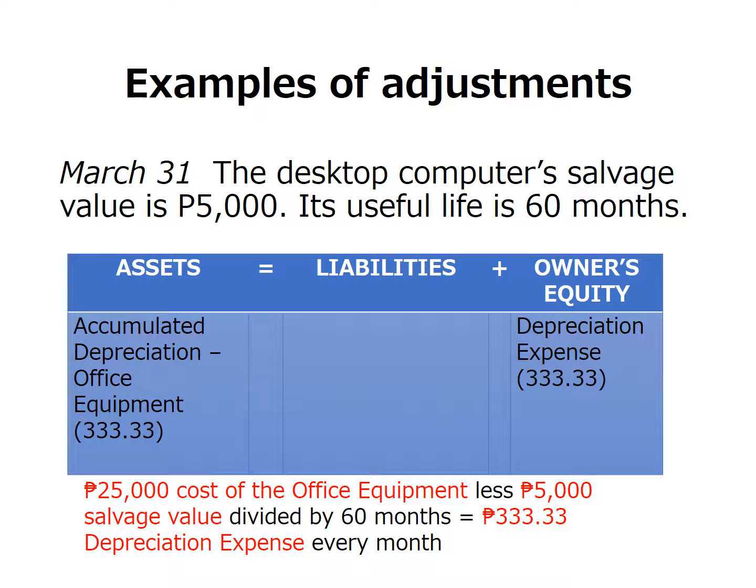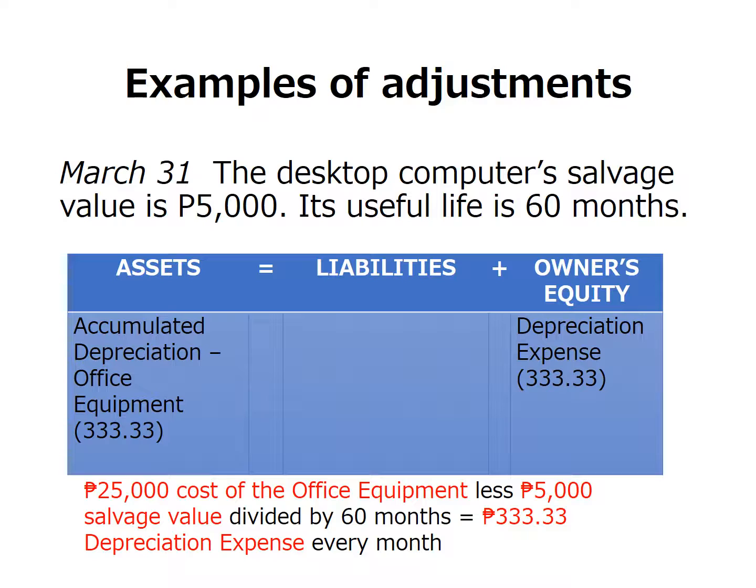Let us analyze the transaction. Accumulated depreciation of office equipment increased by 333 pesos and 33 centavos. Then why do we have a negative amount? Remember, accumulated depreciation is a contra-asset account. In our analysis, we are using assets, liabilities, and owner's equity accounts. So, an increase in accumulated depreciation will decrease assets because it is a contra-asset account.